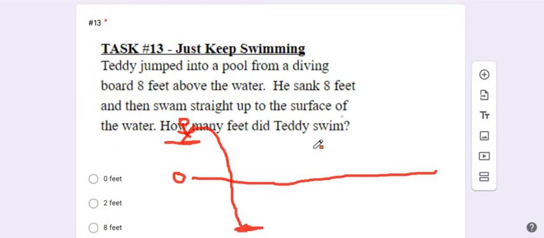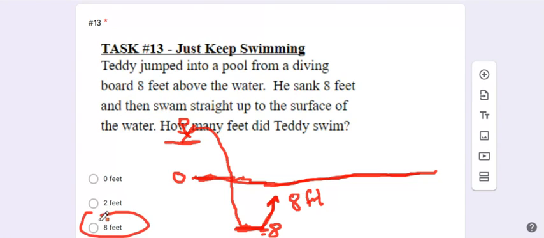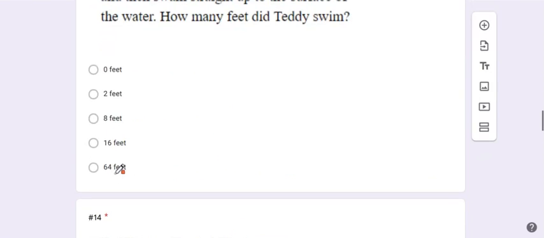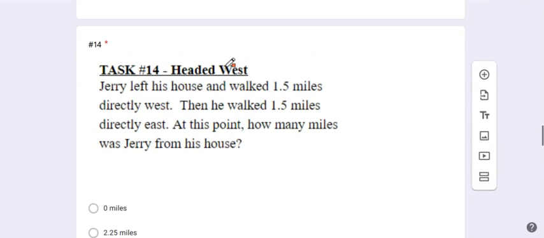He sinks down right here to 8 feet. He sank 8 feet. Let's call this -8 because he's 8 feet below the surface of the water. So if he's 8 feet below and swims up to the surface, how far did he go? Well, he swam up 8 feet, right? From -8 to 0, that is 8 feet. That option right there.